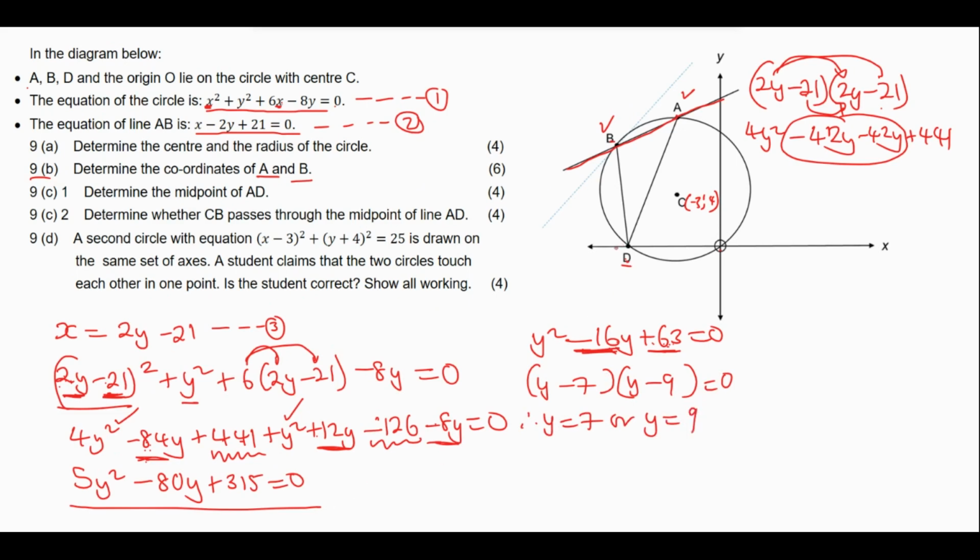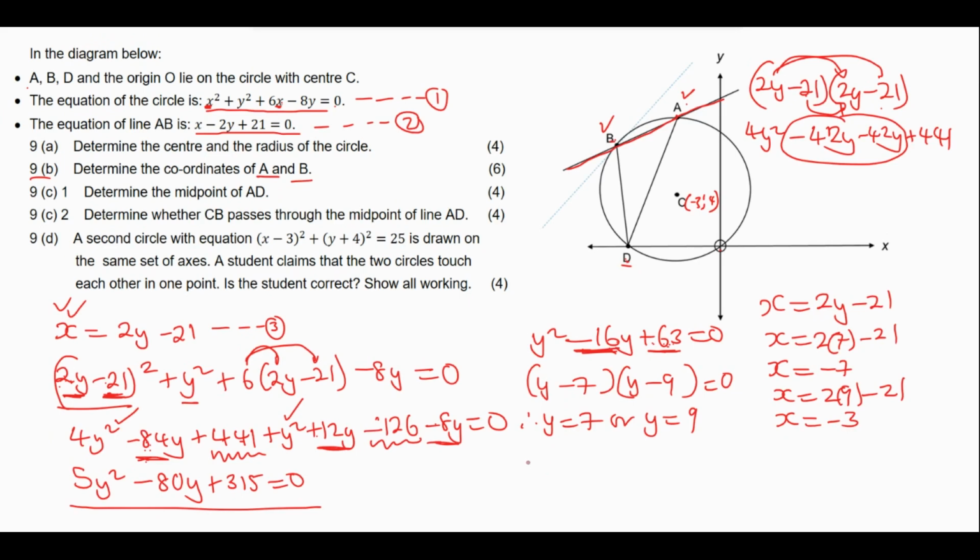Right, makes sense, meaning that the y coordinate of A can be 9, and then the y coordinate of B can be 7 because B is lower than A. Right, and then let's find the x coordinates. So we have our equation 3 here. We can use this one. So x is equal to 2y minus 21. So if y is 7, x is equal to 2 times 7 minus 21. And then you get that x is equal to negative 7. If y is 9, you get x is equal to 2 times 9 minus 21. Then you get that x is equal to negative 3.